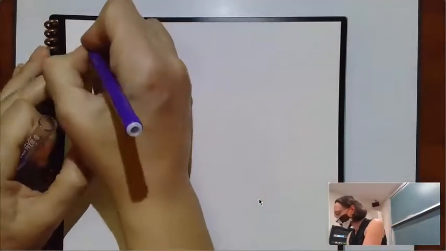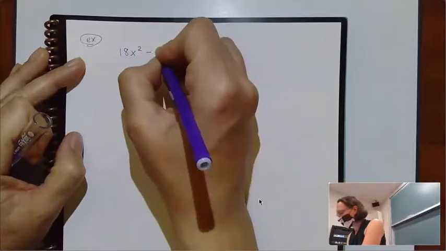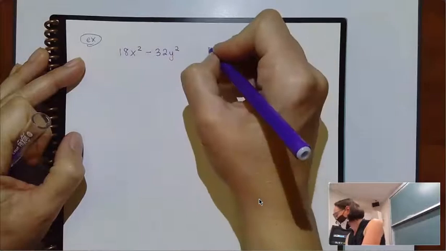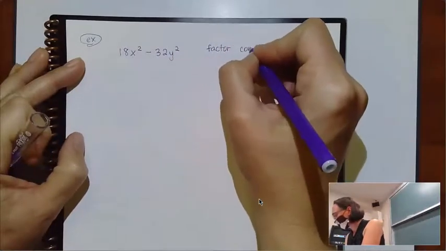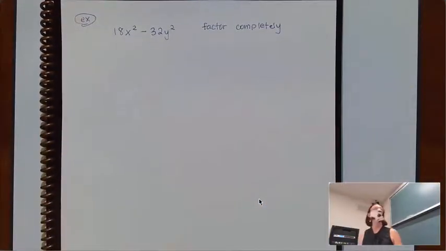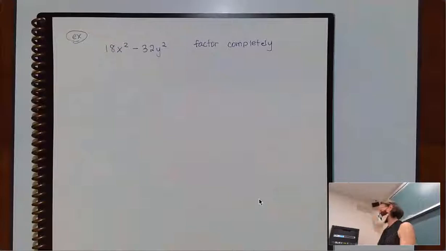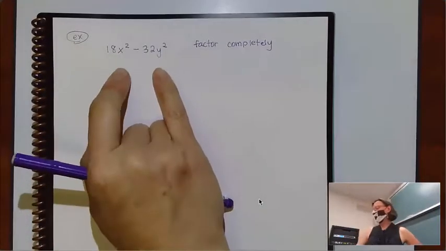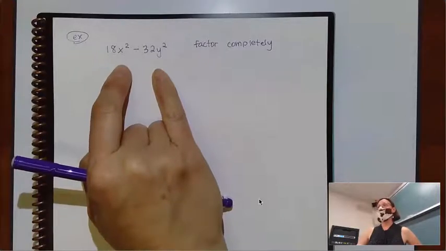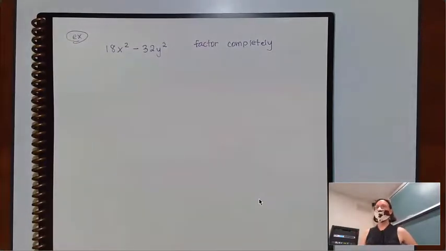Okay. I don't know which number this is from the homework, but this is one of the homework problems. We've got 18x squared minus 32y squared, and our instructions are to factor completely. Oh, number 10, thank you. I have a hint that this is probably something to do with perfect squares because of the x squared minus y squared, and there isn't a third middle term in that.